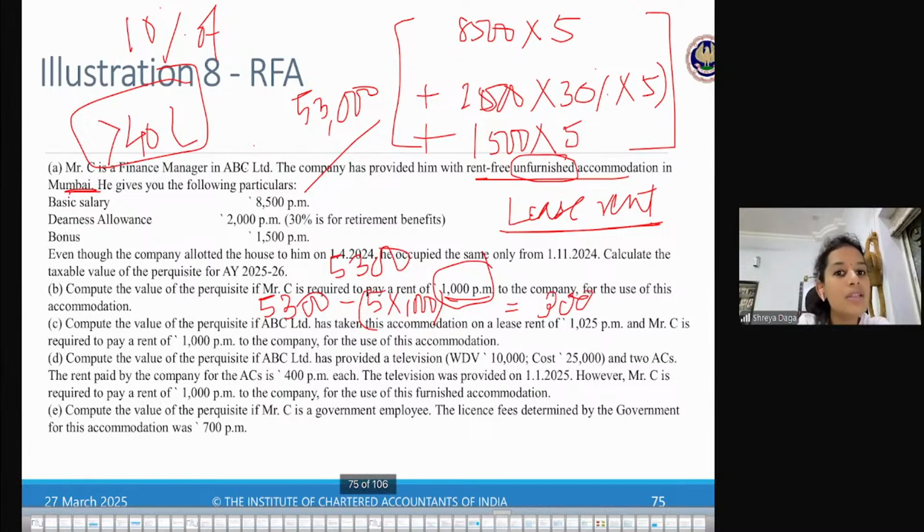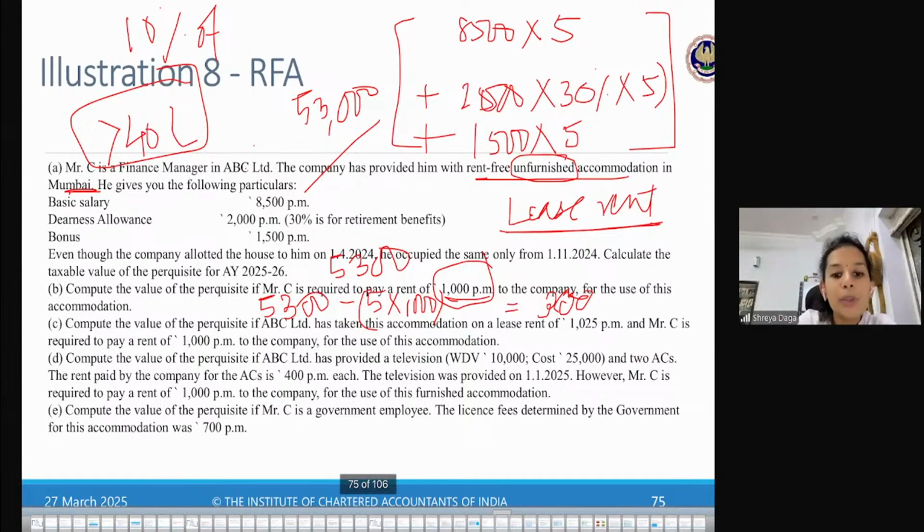Ma'am, what kind of perquisite value is 300? These are very hypothetical numbers, okay, it wouldn't usually be this low. Okay, so 300 is the answer for point number B. Yes, 5,300 minus 5,000. Very good, very good.